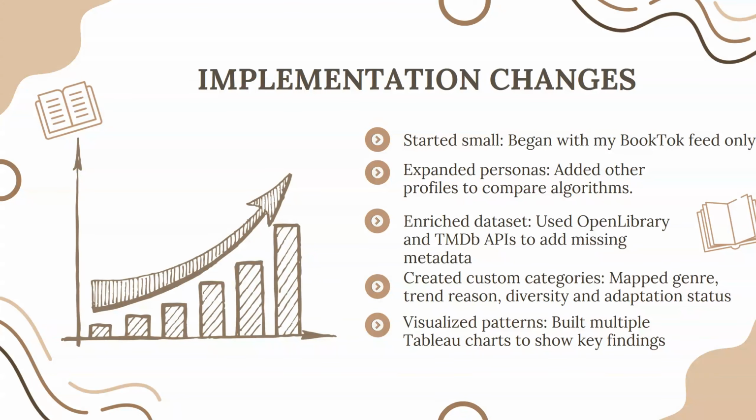Originally, I had planned to use the StoryGraph API for mood and pacing, but since it wasn't available to the public yet, I shifted over to Open Library and TMDB to enrich my dataset, pulling things like publication year, author information, and adaptation status. I also built a genre mapping function to clean up inconsistencies and create custom categories. This allowed me to tag each book with a primary genre and assign extra labels for formats, tropes, and diversity representation.